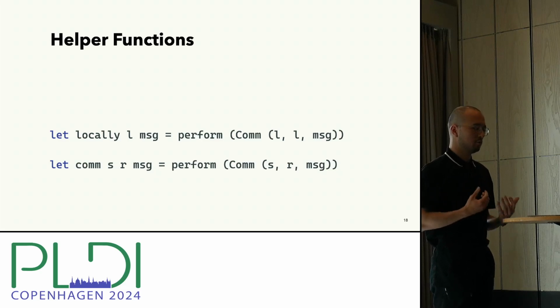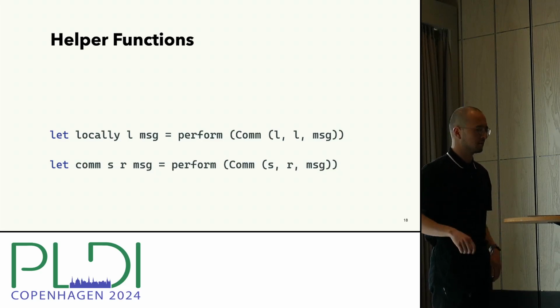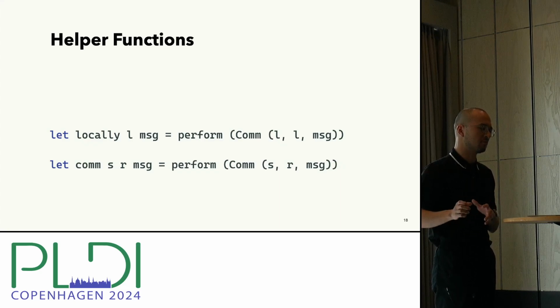Next, we define two helper functions for performing the Com effect. The locally function executes a piece of code locally. It is defined as performing the Com effect with the sender and receiver being the same. The com function is just a thin wrapper to the uppercase Com constructor.